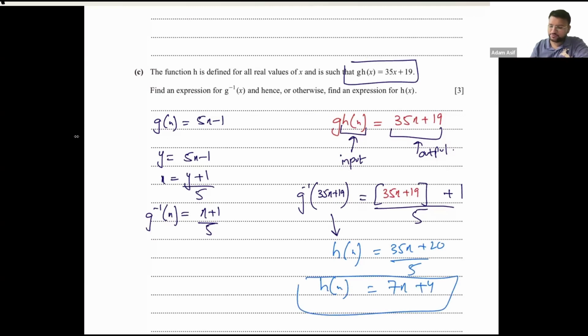I am repeating again. Function h is defined for all values of x such that gh of x is given, that's a composite function. Find an expression for g inverse. How do we find g inverse? No, we need to find the inverse function. So first you substitute g of x with y and make x the subject. So this becomes (y plus 1) divided by 5, and x and y get swapped. x becomes g inverse of x, y becomes x. This is the g inverse of x function.